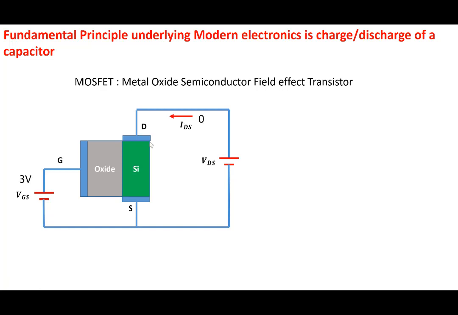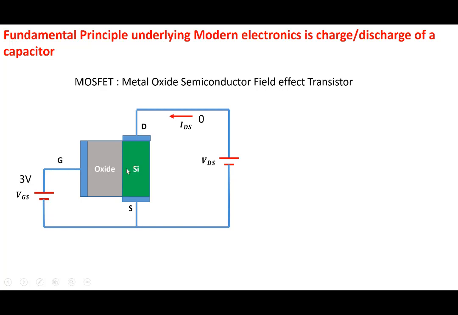Zero current. Then you apply, let's say, a voltage of 3 volts. It could be 3 volts, even 5 volts, depends on how the MOSFET is constructed. Let's say we apply a voltage of 3 volts between gate and source. Let's say the source is ground, so this side is at a lower potential compared to the gate. So this side is lower and this side is higher.